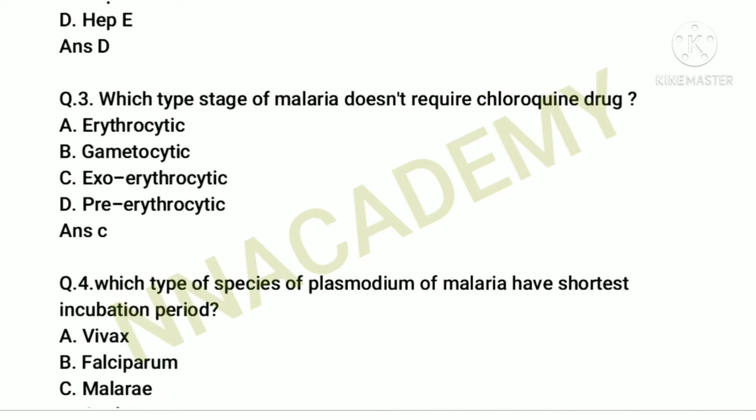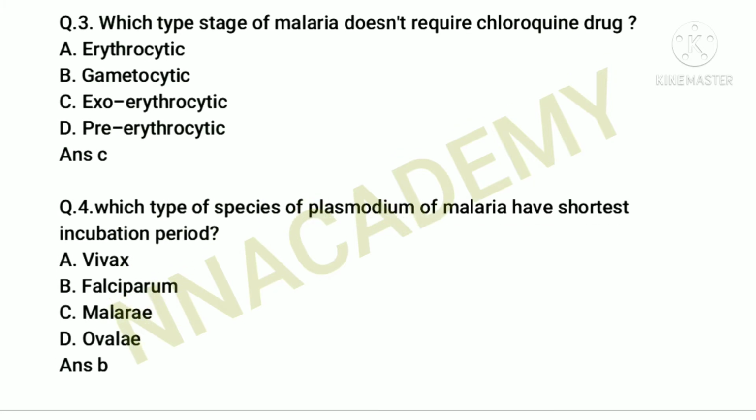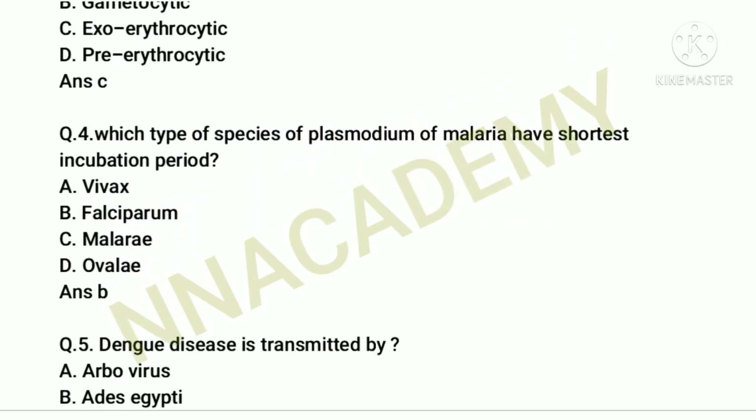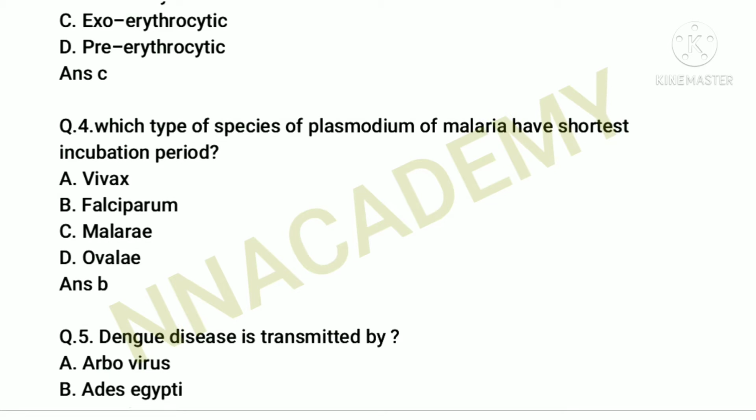And next question, which stage of malaria doesn't require chloroquine drug? Options are option A erythrocytic, option B gametocytic, option C exoerythrocytic, and option D pre-erythrocytic. So the question is, in which stage of malaria we don't require chloroquine drug? So the right answer here is exoerythrocytic stage. That means after the erythrocytic stage we don't require the chloroquine drug in malaria.